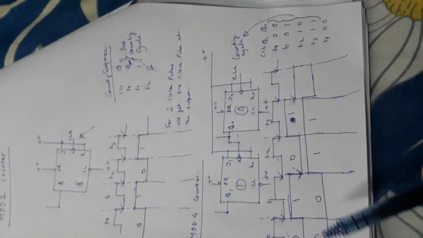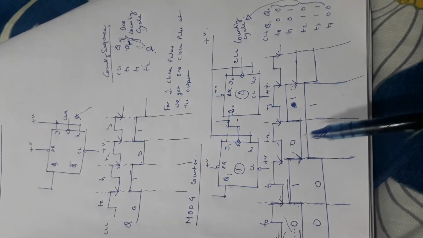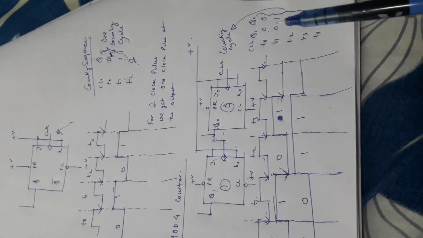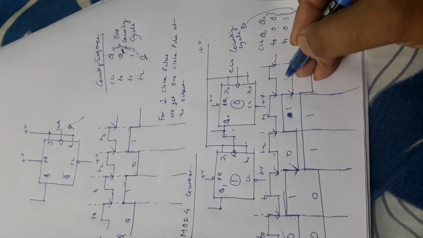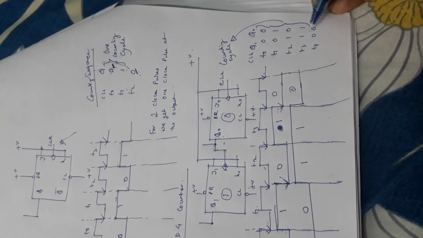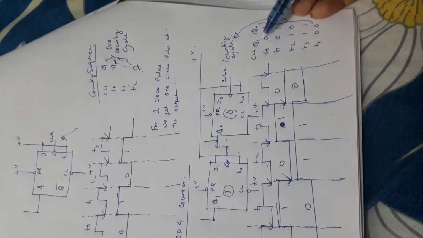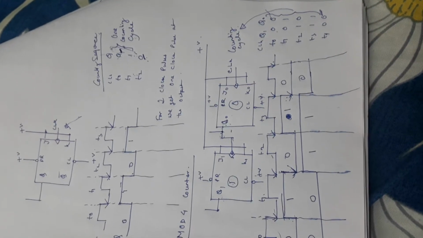So what we have here is actually the sequence of a binary number: 00, 01, 10, 11, and again in the next state it is 00. We started from 00 and we have ended up at 00. So this is one counting cycle.